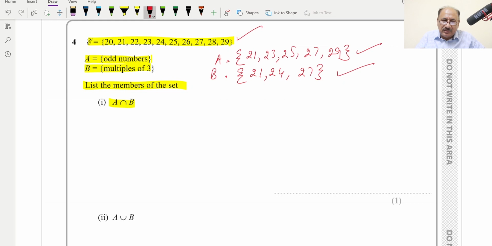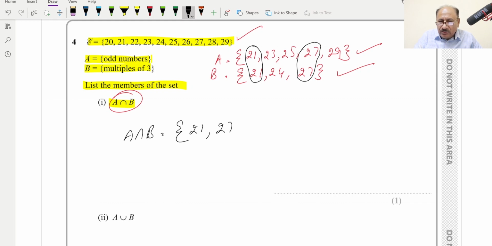After writing this set, we need to find A intersection B. A intersection B means the numbers which are existing in both. So 21 is common in both and 27 is common in both. So we can write 21 and 27. This will be our answer, which we can provide over here. This is 1 mark question.